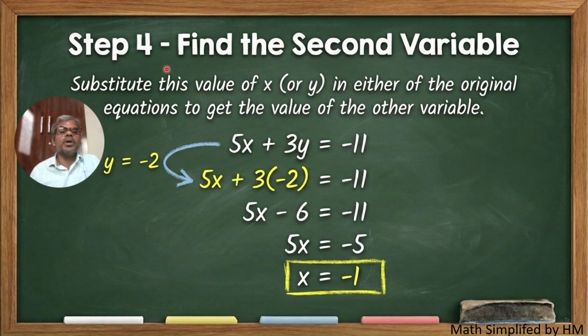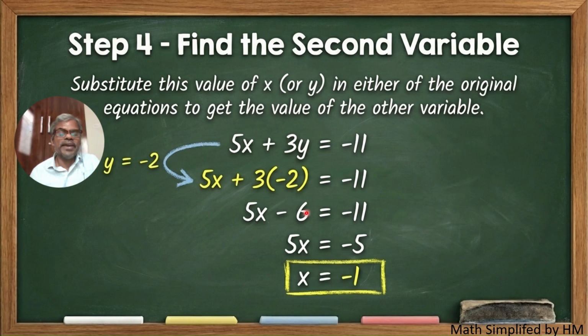Now in step 4, we find the value of the second variable. For this, substitute this value of y in either of the original equations to get the value of the other variable. We take the first equation 5x plus 3y is equal to minus 11. Putting y is equal to minus 2, we get 5x plus 3 into bracket minus 2 is equal to minus 11. Solving, we get 5x minus 6, since 3 into minus 2 gives minus 6.